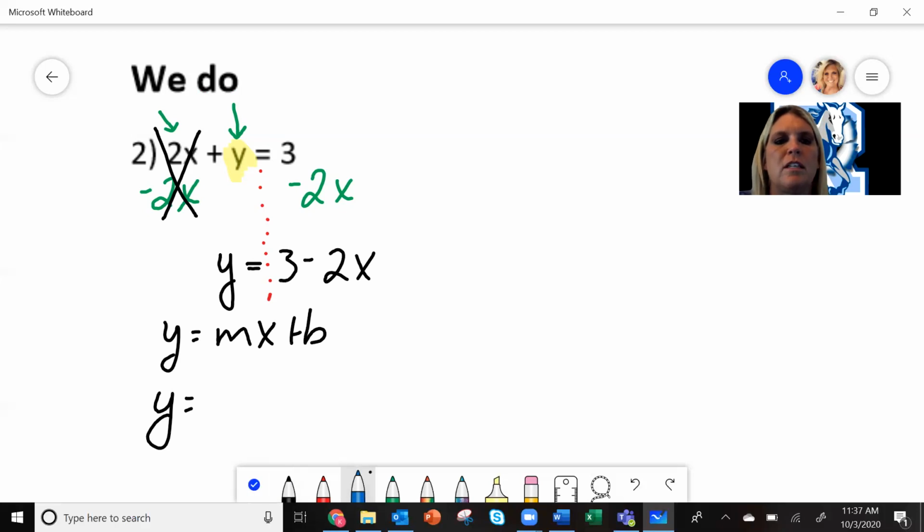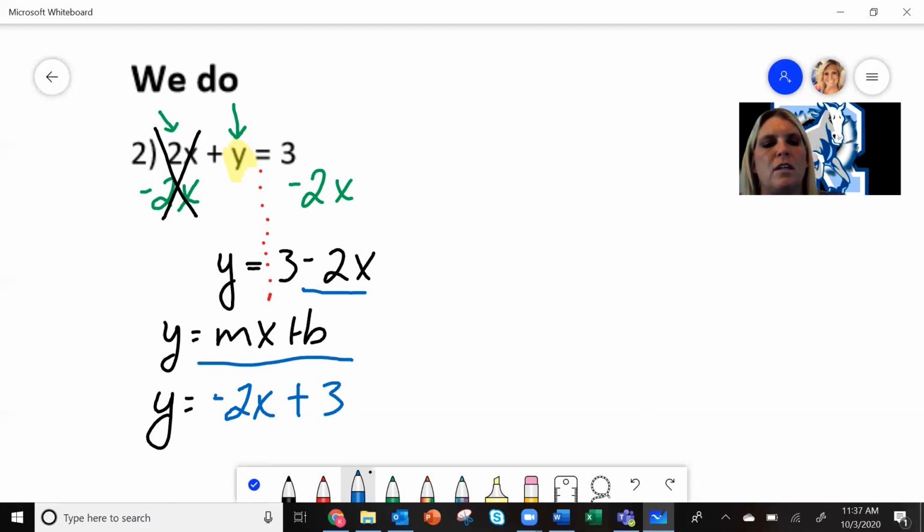Well, you need to look and see. This says negative 2x. So I'm going to put minus 2x, which is the same as negative 2x. So I have negative 2x and the 3 is positive and I have plus 3. So here is my equation in slope-intercept form.